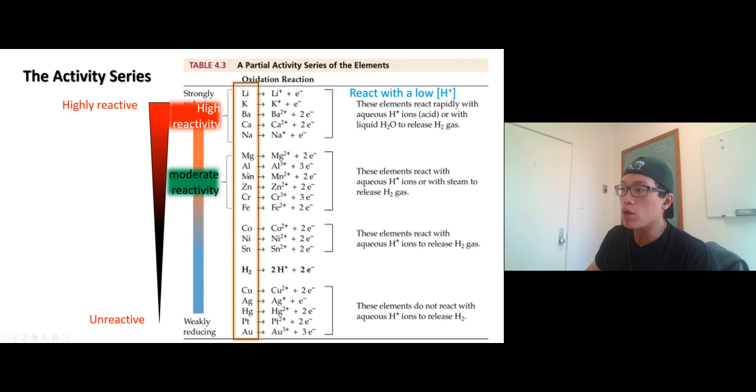Down here is moderate activity: magnesium, aluminum, manganese, zinc, chromium, and iron. These metals are less reactive than group 1. They can react with a higher concentration of proton, such as dilute acid or warm water. They can react with water, but you have to heat it up, or you just use an acid. Group number 3 down here can react only with a concentrated solution of an acid to release hydrogen gas. Water doesn't do it anymore, even heated water, because this group has lower reactivity.